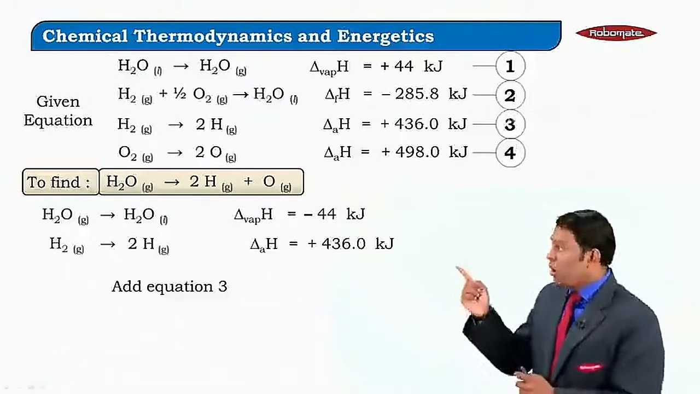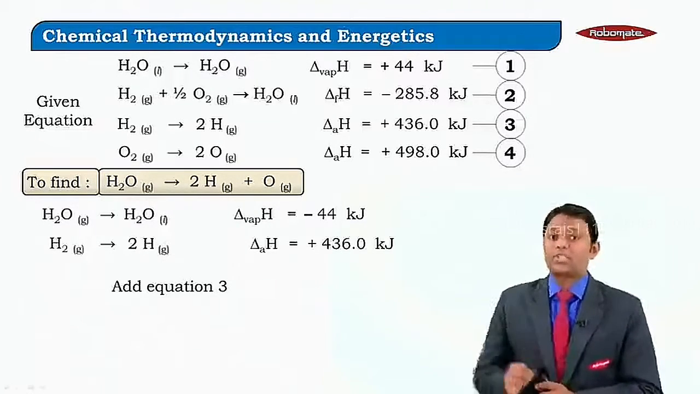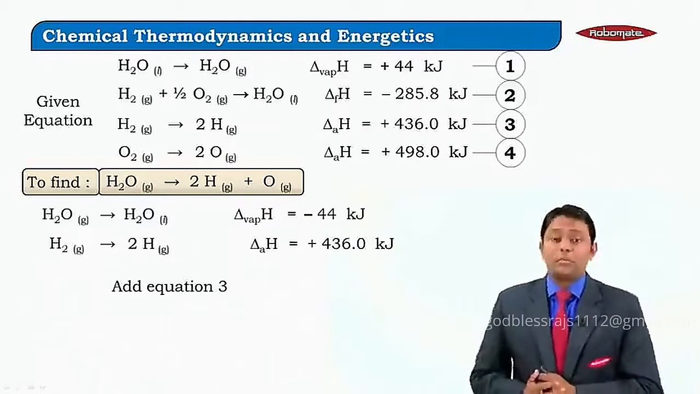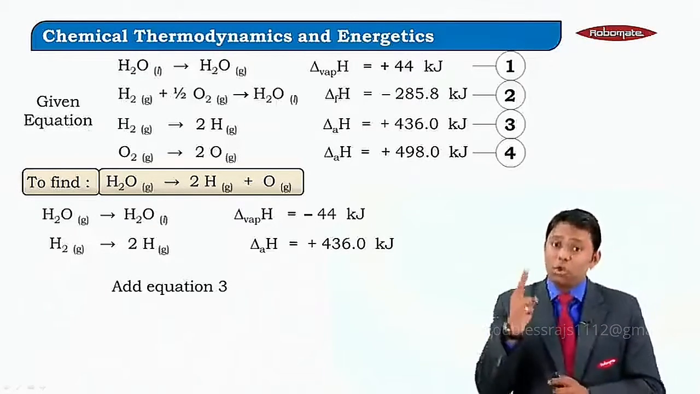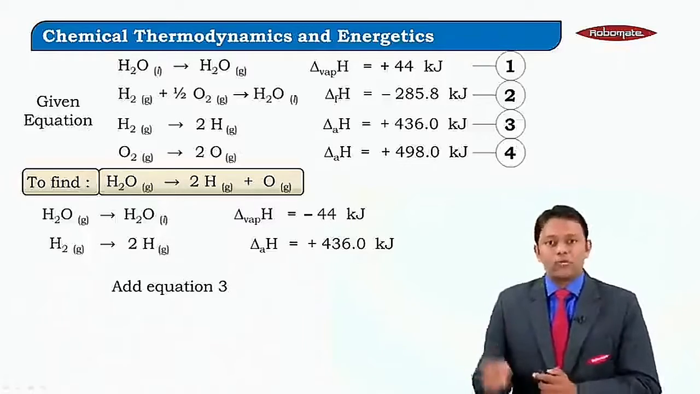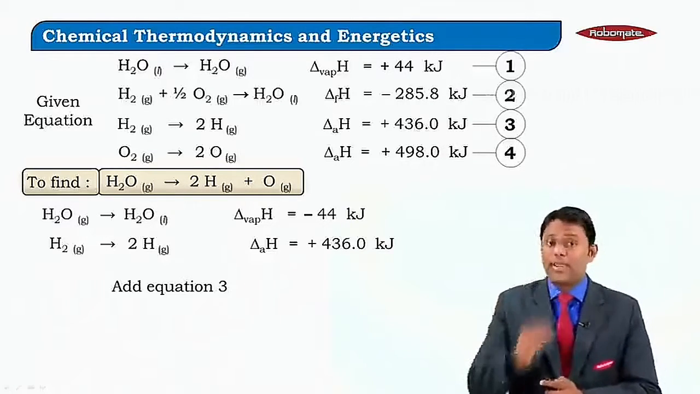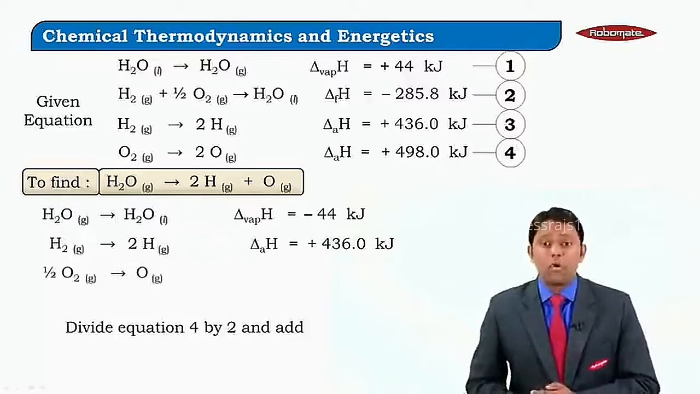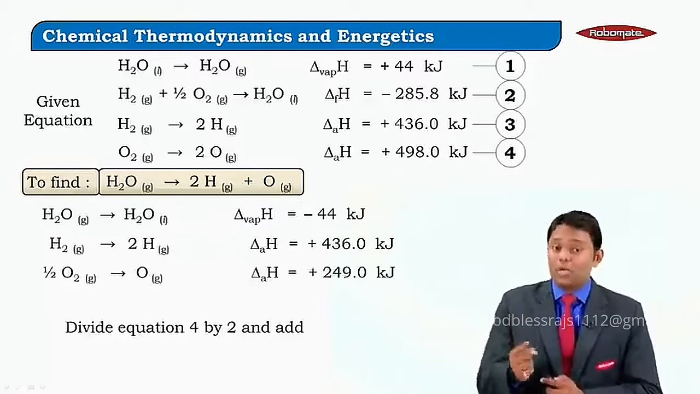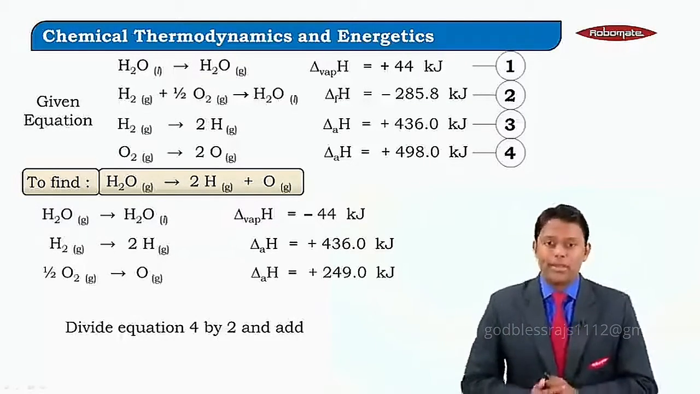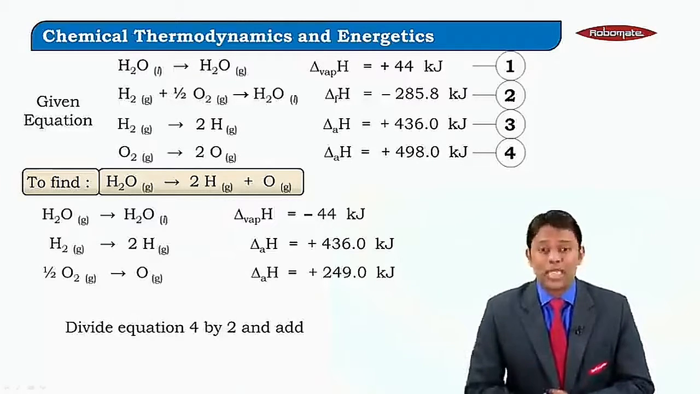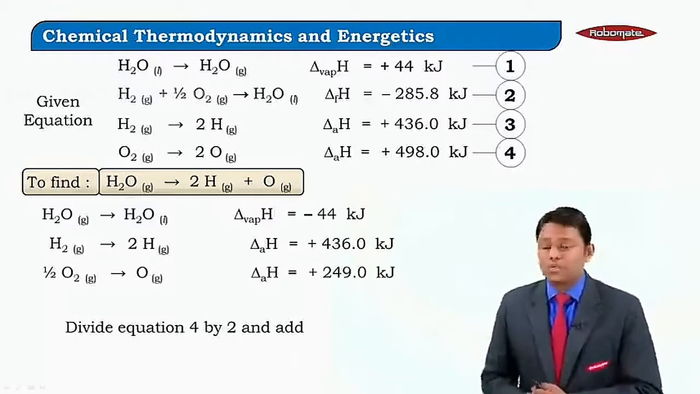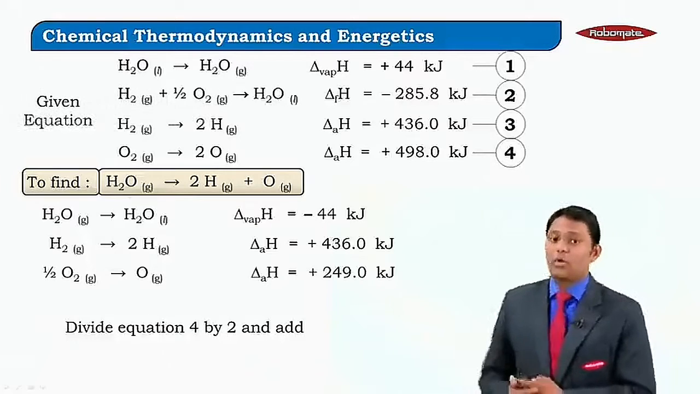Now the third ingredient we want is 1 oxygen atom, but in the fourth equation we have been given 2 oxygen atoms. So we have to divide the entire equation, that is equation number 4, by 2, and the delta H value is also divided by 2, giving 249.0. So the equation becomes half O2 molecule giving you an oxygen atom.